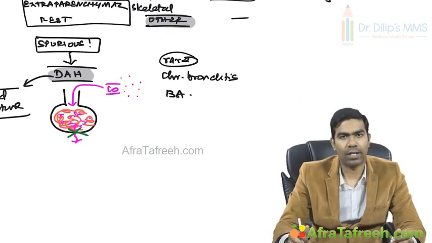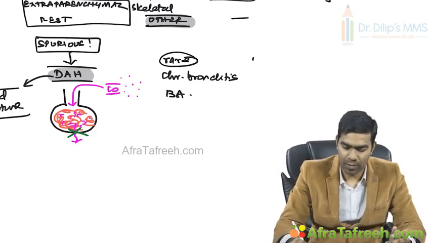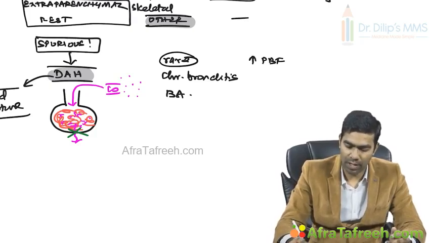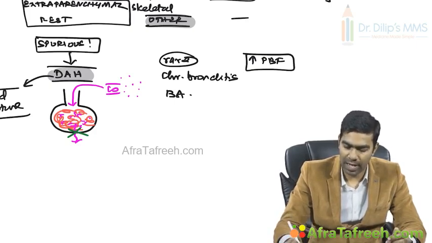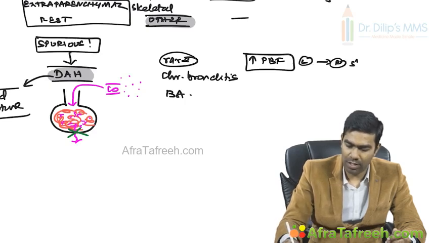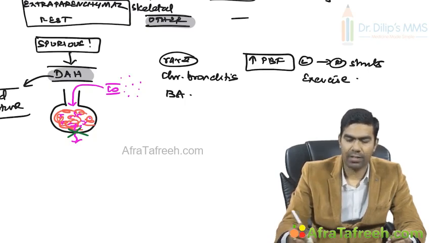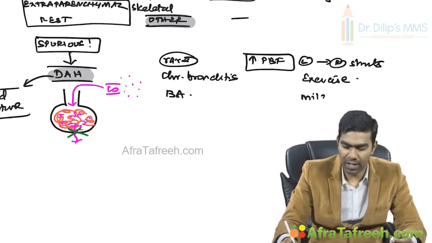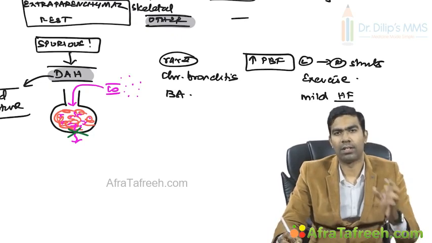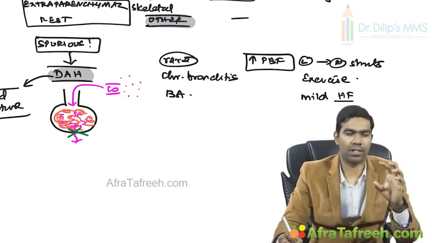What are the conditions where you might get an extrapulmonary cause with increased DLCO? Increased pulmonary blood flow. So what are the conditions which can have increased pulmonary blood flow? Typically this can happen in patients who are having left to right shunts, left-right cardiac shunts, or patients who are exercising, because of increased pulmonary blood flow. At the same time, it can also happen in patients with very mild heart failure because the amount of blood in the pulmonary circulation will be more.